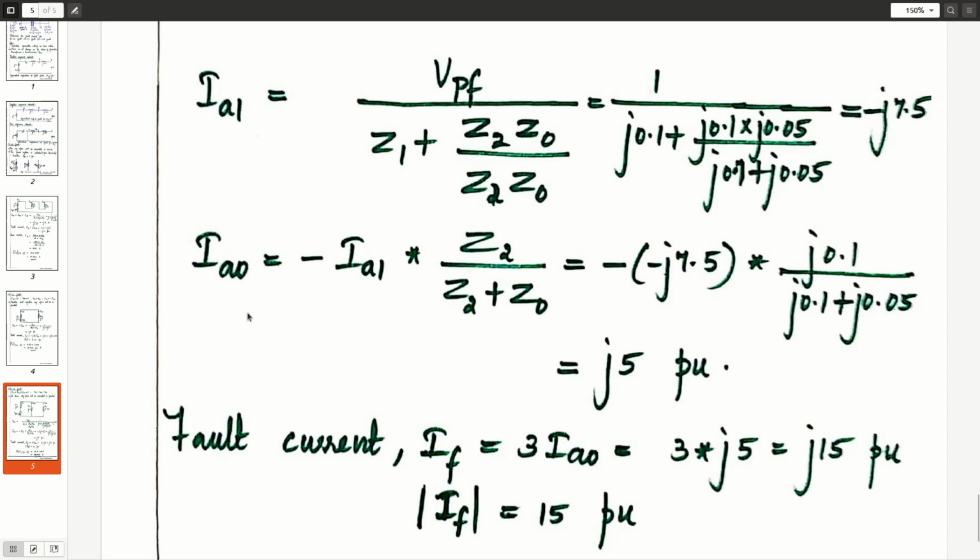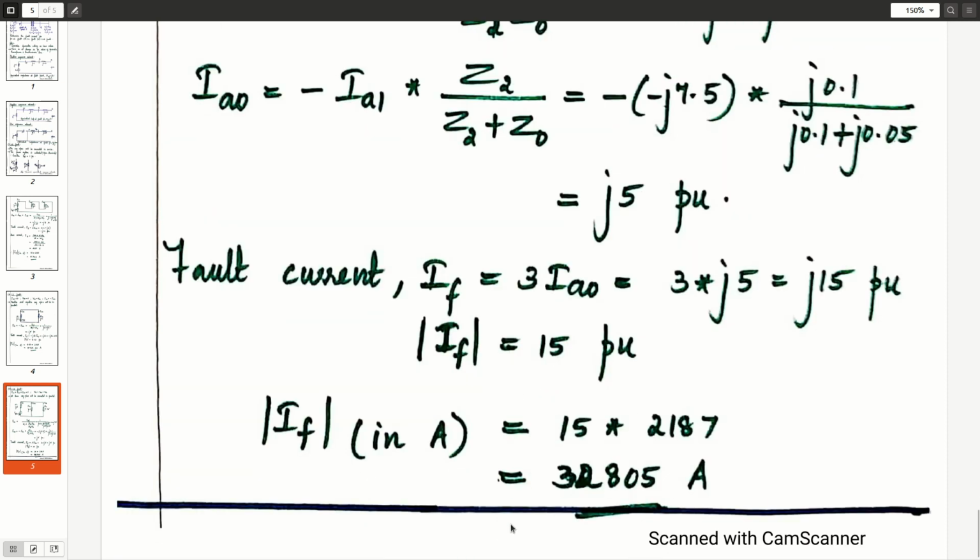Okay. So we calculate IA0 because the fault current for double line to ground fault is 3 into IA0. So IF is equal to 3 IA0, which is 3 into J5, which is J15 per unit. To get the magnitude of fault current, it is only 15 per unit. To get the fault current in amperes, multiply the per unit current by the base value. So we get the fault current as 32,805 amperes.